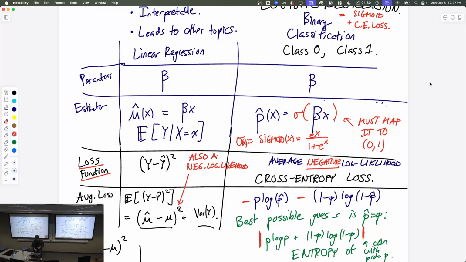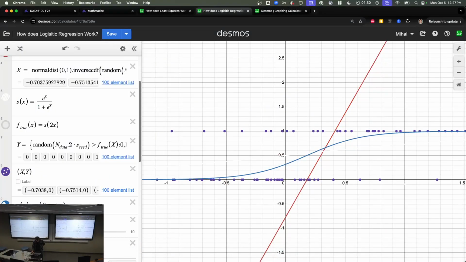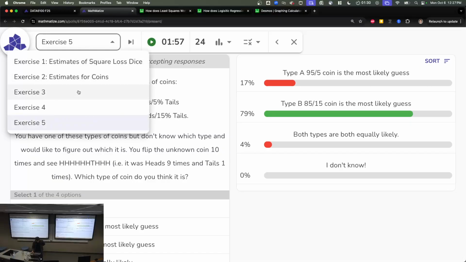But I want to do a little bit of a detour. What is the deal with the sigmoid function? What are its properties? What is it actually doing? And to help us understand what it's doing, I have some exercises for you about the sigmoid function.